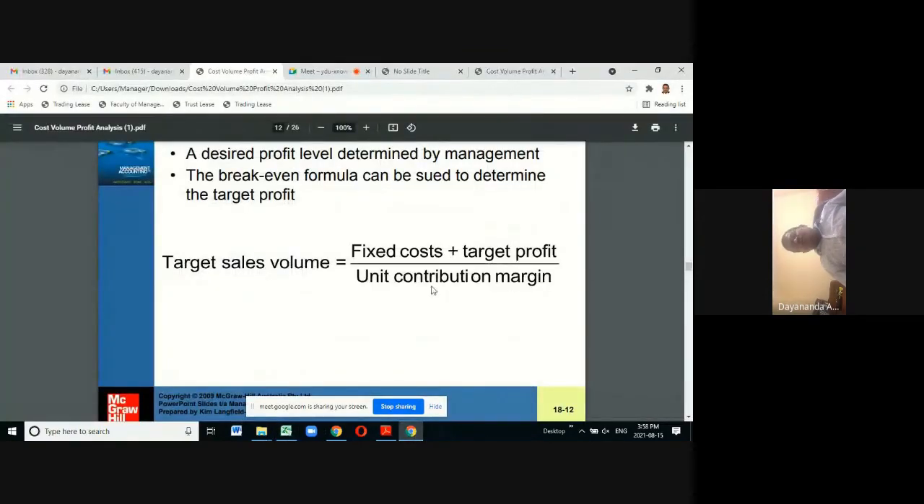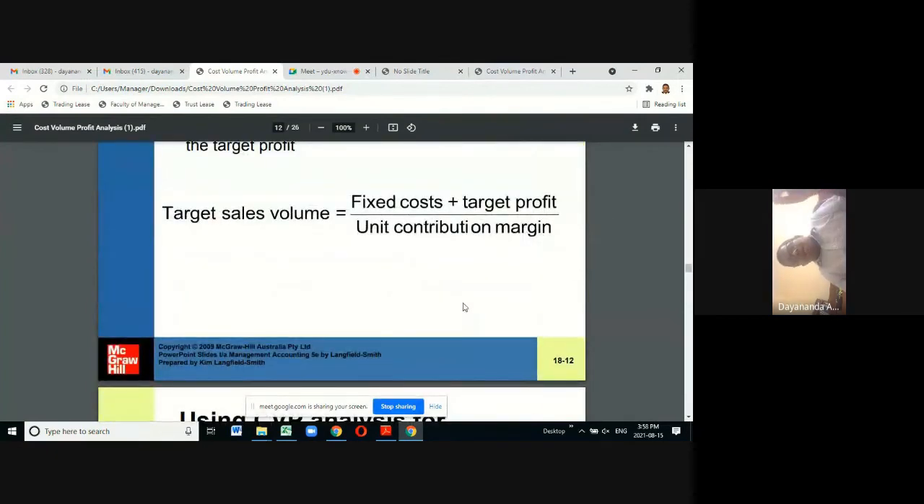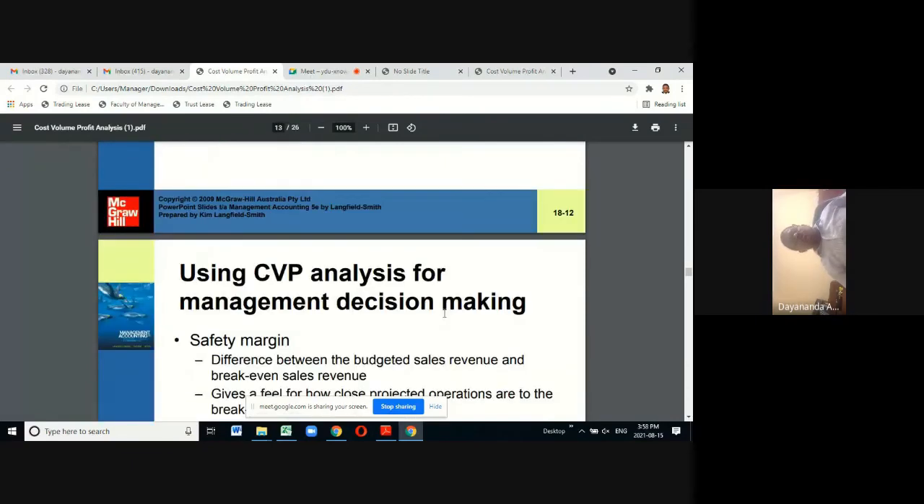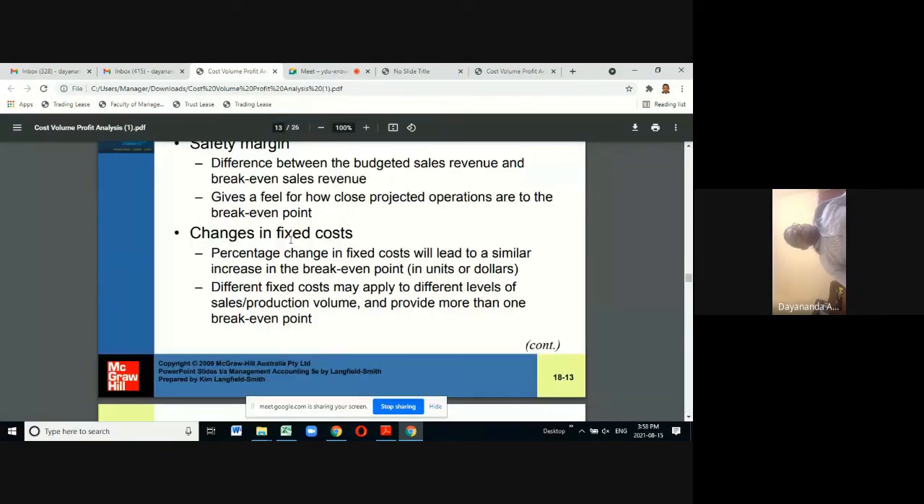This is another formula, formula 3, as per our slides. But you can develop different formulas, don't worry. Based on these textbooks, the formulas are this. If you refer to some other text, some other author, you may get a different type of formula. Don't worry about that. Using CVP analysis for management decision making, the first one is safety margin: the difference between the budgeted sales revenue and the break-even sales revenue, which gives a feel of how close projected operations are to the break-even. Changes in fixed cost, we will discuss that part separately.